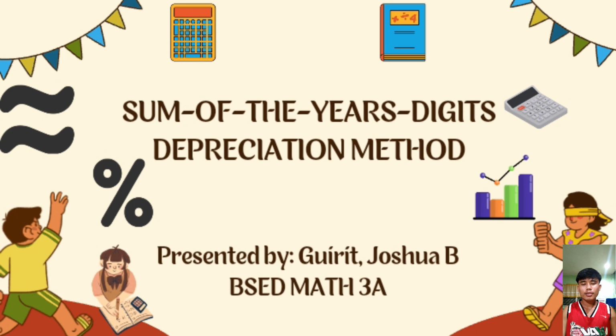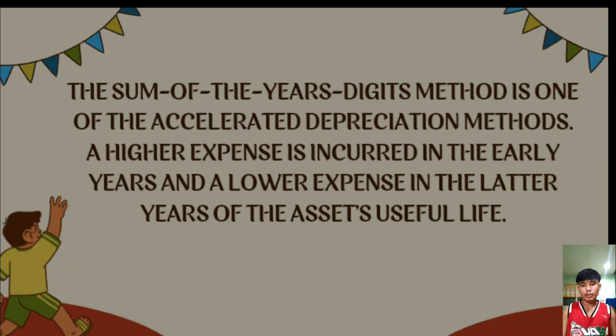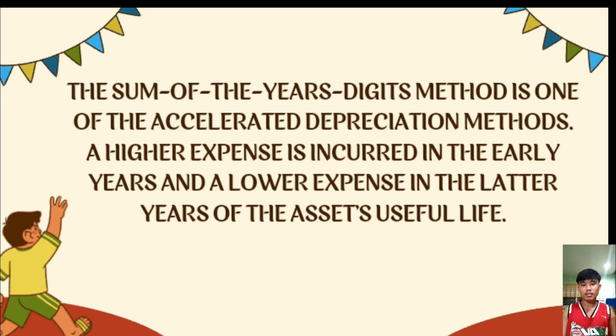So, my topic is all about the sum of the years' digits depreciation method. The sum of the years' digits method is one of the accelerated depreciation methods. A higher expense is incurred in the early years and a lower expense in the latter years of the asset's useful life.